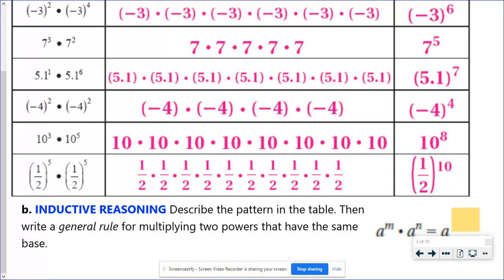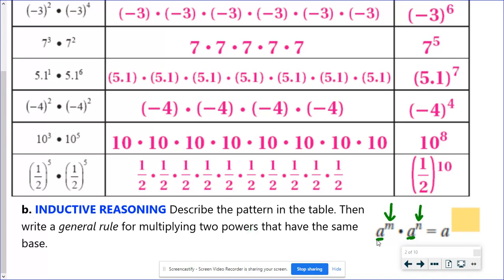Now, the pattern for this property, this general rule that we're talking about: I want you to notice the way that they've got this written with these A's. They've got a base of A here and a base of A here. That's just saying some number, but it's going to be the same number. I have some of them, which happens to be M in this one, and then N in this one.